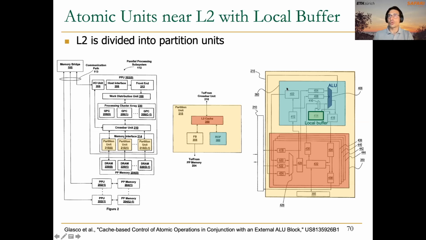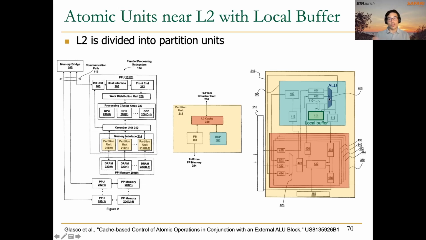So the two threads send their command to this ROP, this atomic unit near the L2, and the first one will update the corresponding value in the ALU, but they store the result in this local buffer for the next thread to take the intermediate result from this local buffer, feed it to the ALU, perform, let's say, an addition, and so on and so forth.